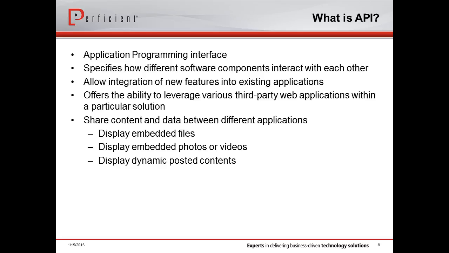So let's first define what an API is. API is an acronym for Application Programming Interface. Essentially, APIs are a set of routines or tools for building software applications. They basically specify how different software components are going to interact with each other and how those components are going to be used for an integration.